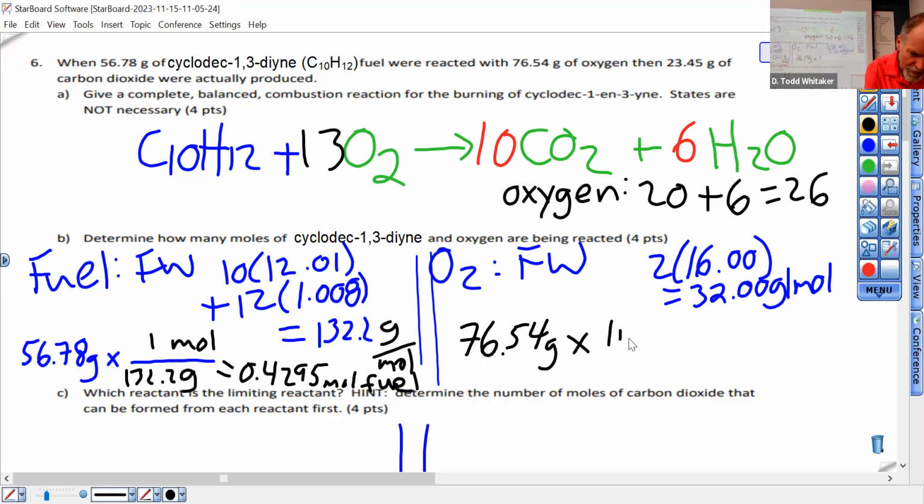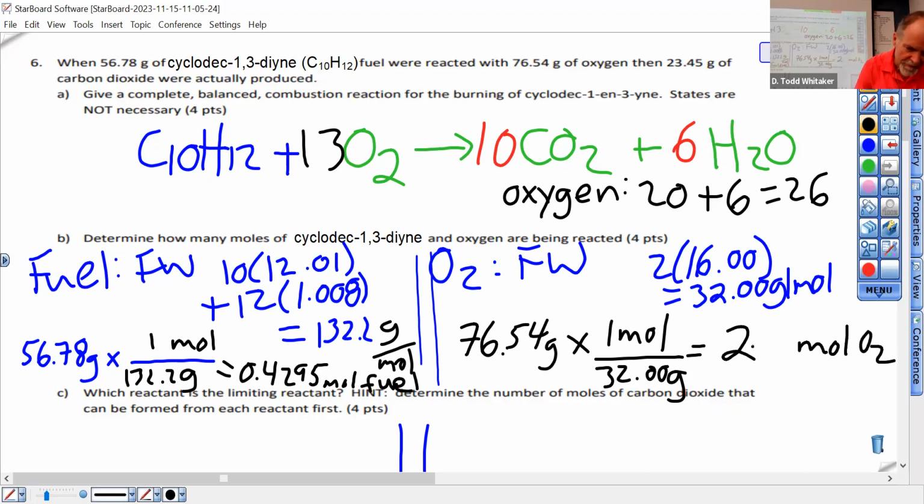Times 1 mole for 32 grams equals, that's over 2. 2 point something mole O2. I need a lot more sig figs than that, guys. 2.760, 391, 392. Minimum of 4 sig figs. Good. So yeah, those are final answers, so they better be 4 sig figs.